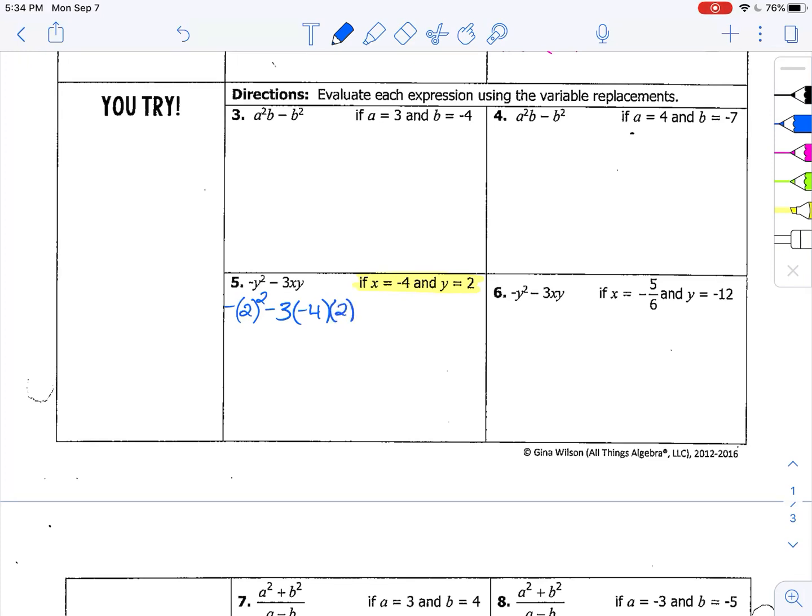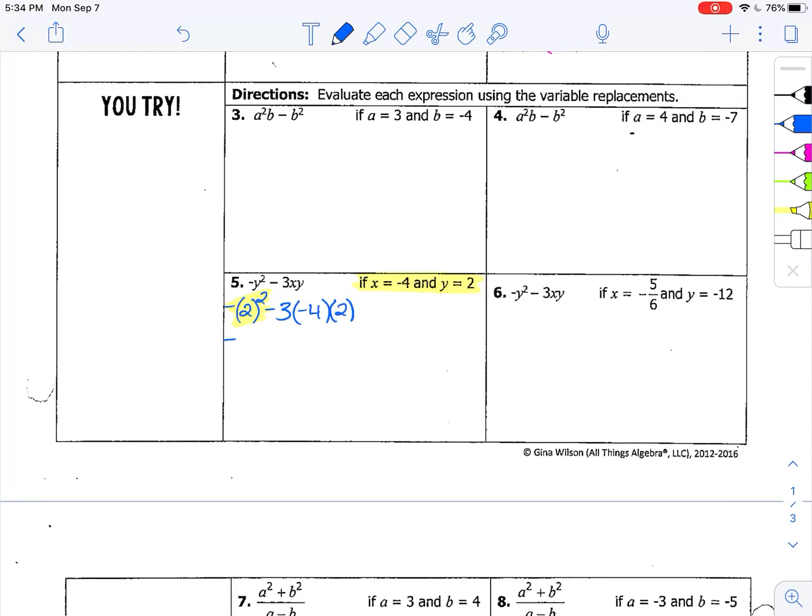Both numbers in parentheses. Now that we've substituted our values, we're going to use order of operations in order to evaluate the expression. And according to order of operations, we're going to do the exponent first. The negative outside your parentheses is not part of the exponent, so we are going to bring that negative sign down.